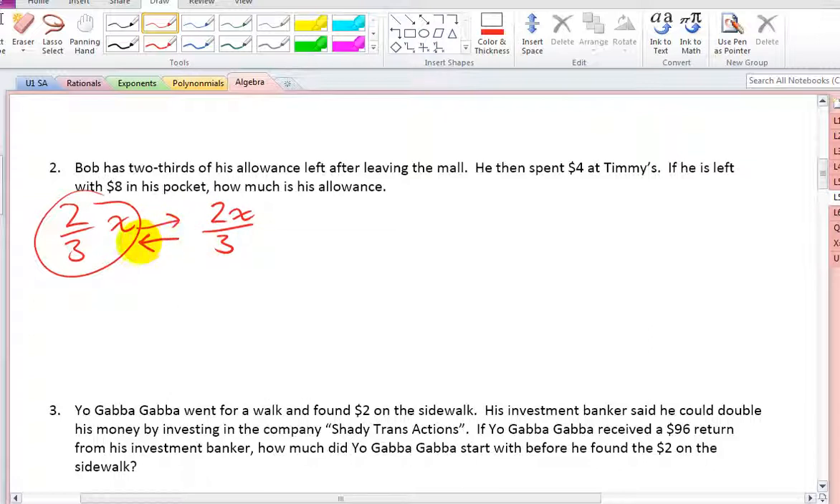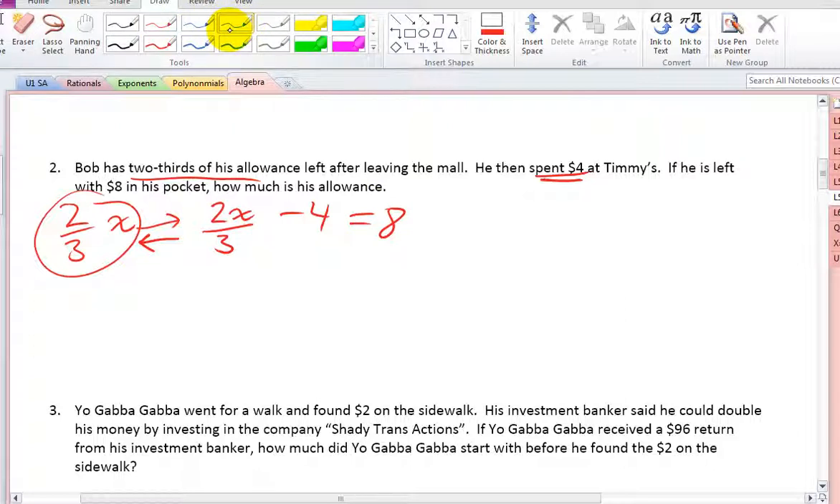Sometimes you want to write it as a fraction times x, other times not. So he had that much left, then he spent $4. So what are we going to write for that? How do we write spent $4? Yeah, minus 4. You don't have more money, you have less. Now he only has $8 left. So there's your equation.